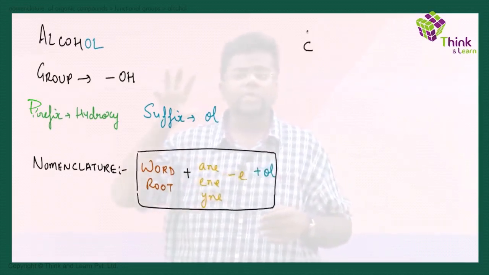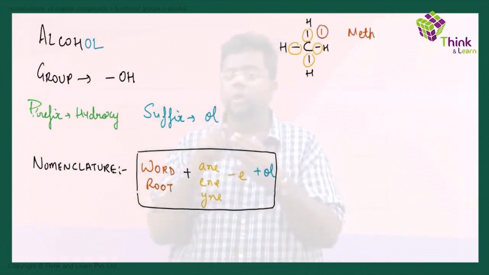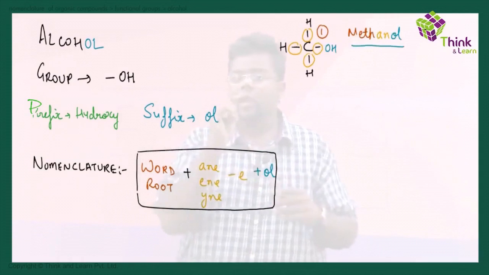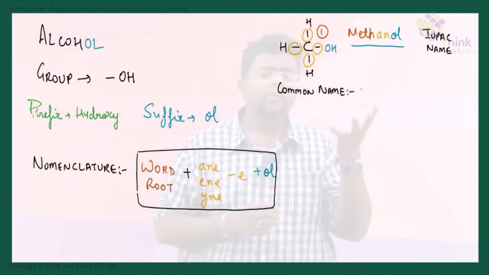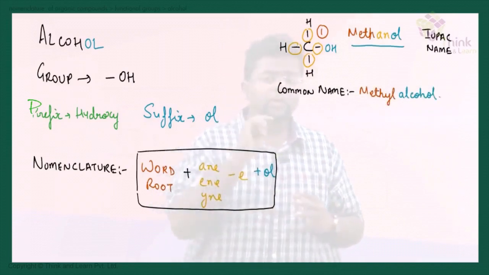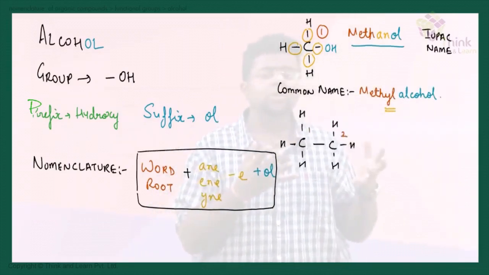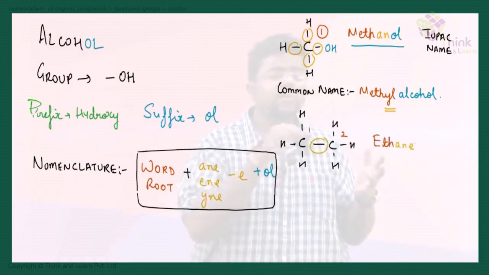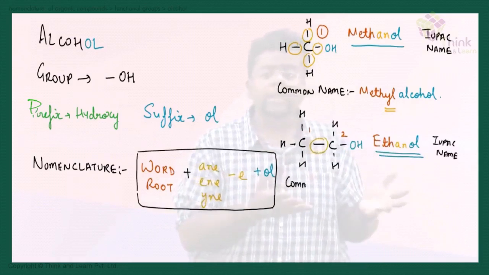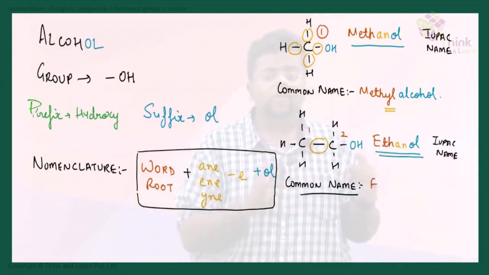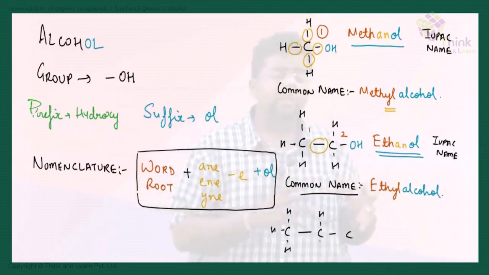So if I have the first example over here, this would be methane. But if I replace the H with OH, this would become methanol. Now, what should be the common name? The common name over here becomes methyl alcohol. So similarly, if I take the second example, a 2-carbon chain, that should be ethane. But if I replace the H with OH, it becomes ethanol, and the common name becomes ethyl alcohol. Yes, ethyl alcohol.